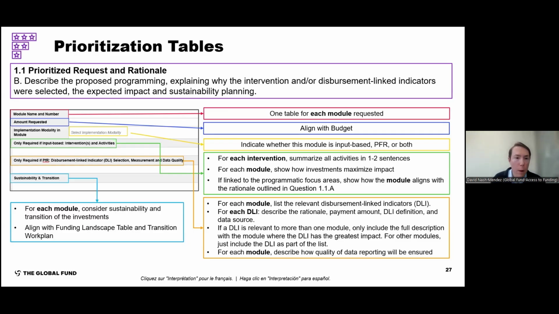Finally, next, we have the blue box on sustainability and transition. And this part relates to the modular level again, where the applicants need to consider the sustainability of the investments and how the investments will be programmatically sustained following transition. All applicants should align this section with the funding landscape table and the transition work plan if available or required for that application approach. Let's go to the next slide.